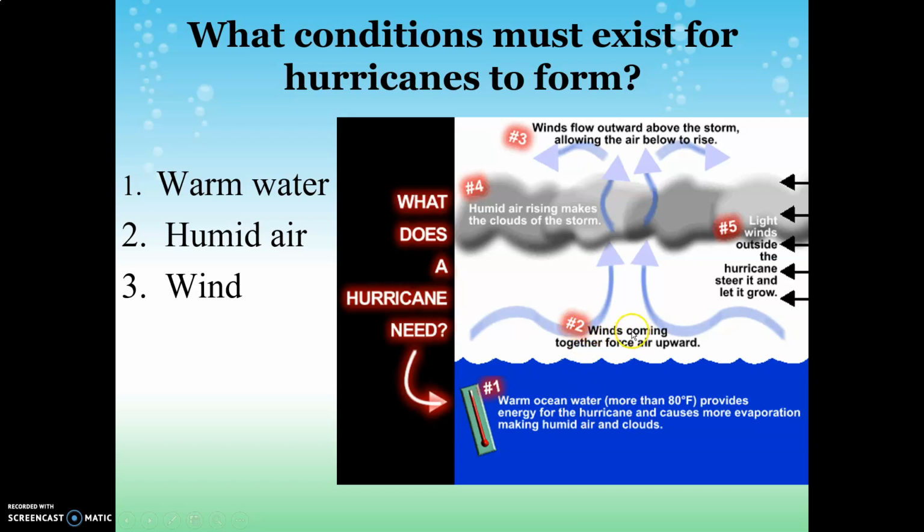Step two, the winds coming together force air upward. Then the winds flow outward above the storm, allowing the air below to rise. The humid air rising makes the clouds of the storm. Then light winds outside the hurricane steer it and let it grow.